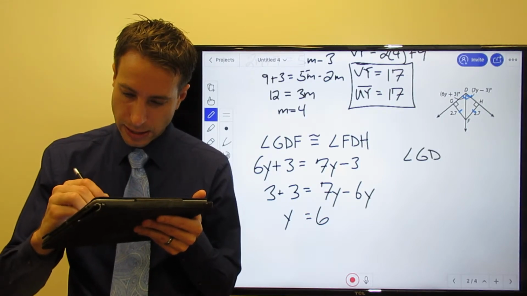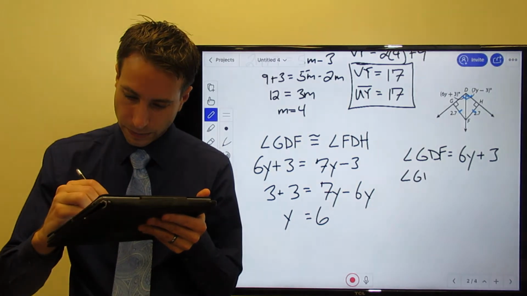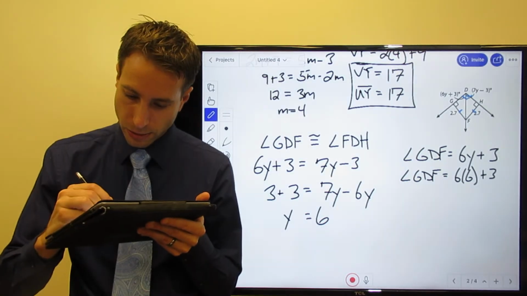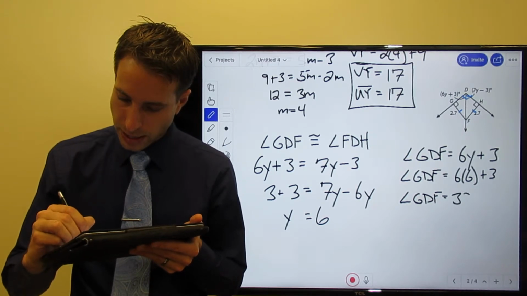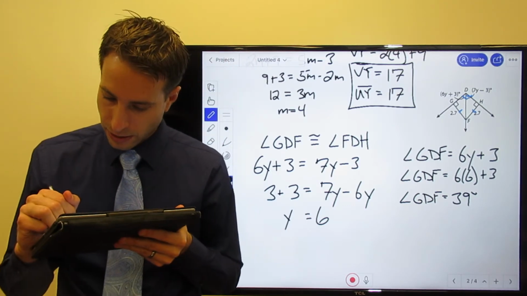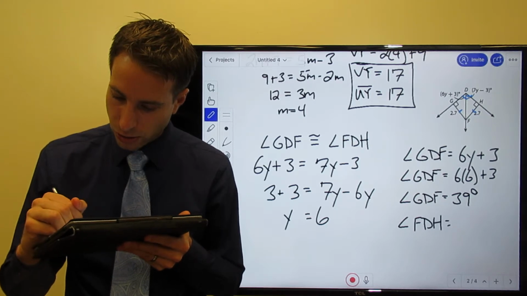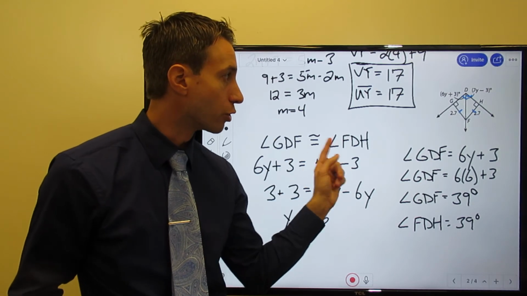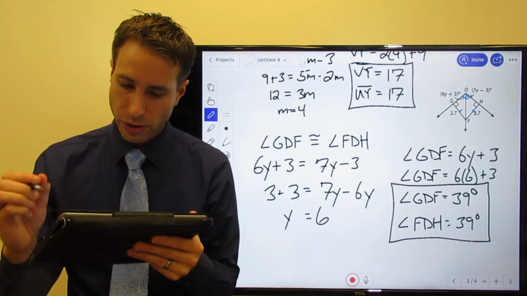Angle GDF is equal to 6y plus 3. 6 times 6 plus 3, GDF is going to be 39 degrees, right? 6 times 6 is 36. 36 plus 3 would be 39. And that means FDH is also 39 degrees, angle FDH, right? Because these two angles are congruent to each other. I know that because of the theorem. They both have to be 39 degrees.